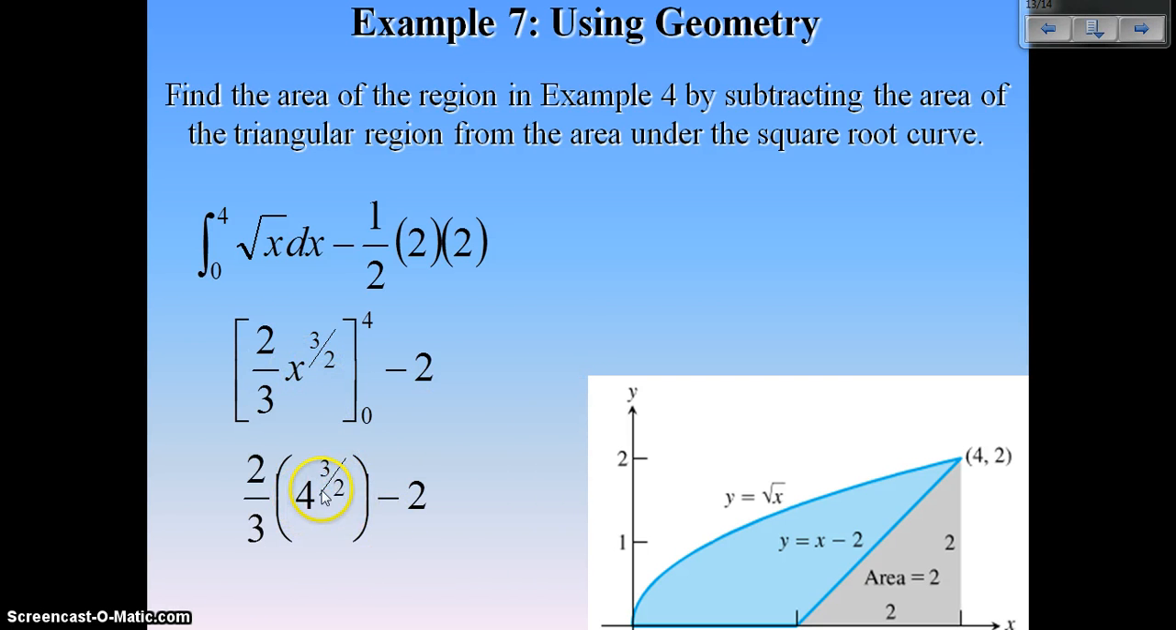4 to the 3/2 is 8. 8 times 2/3 is 16/3. And then 16/3 minus 2 gives me that same answer of 10/3 several times. So you see you have several options when it comes to finding the area underneath the curve.